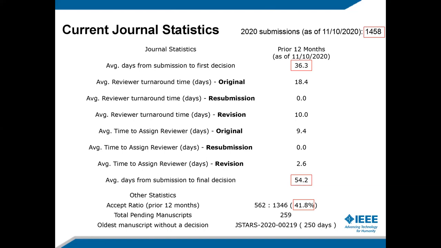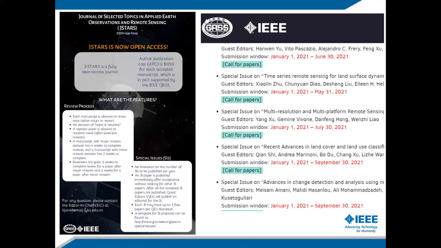The other thing is, now we have a flat author publication cost of about $1,250 for each paper. This is compared with the past, where we charged $200 per page, and the average number of pages of JSTARS is 12.5 pages. So the cost in the past was $1,300. In this aspect, it is cheaper now, okay? But of course, for some other authors, it is slightly a bit more expensive, but I think it is a relatively acceptable number of cost.